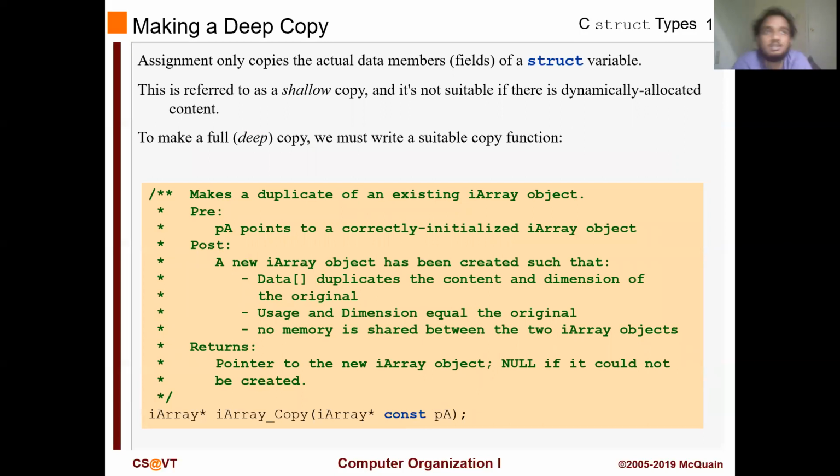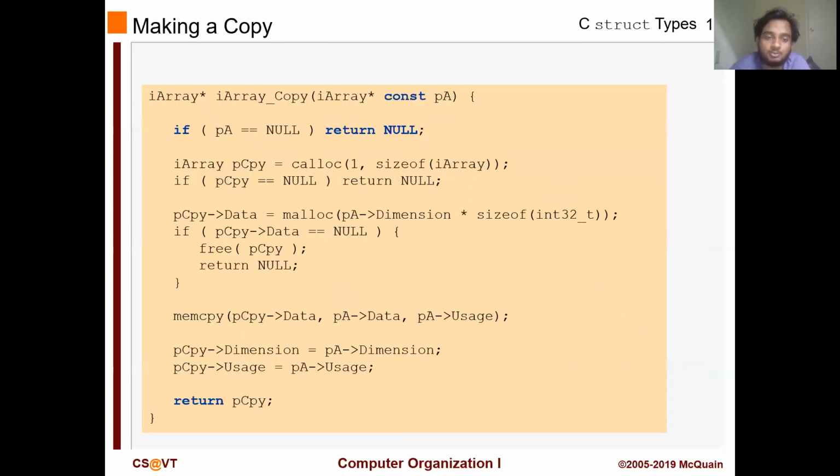You know that in arrays there is no deep copy. If you have two arrays, int a and int b, and you try to do a equals b, it's not going to copy it. You have to write a loop for it. That is the same for pointers as well. Even in the case of pointers, you have to write a loop to do that. So let's take a look at iArray copy, where we do a deep copy instead of a shallow copy.